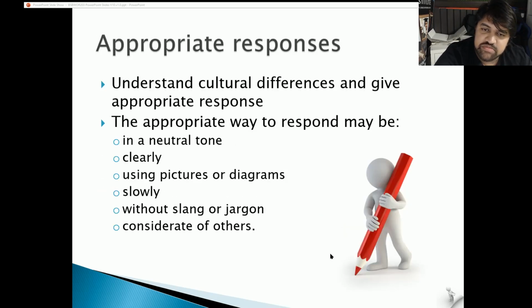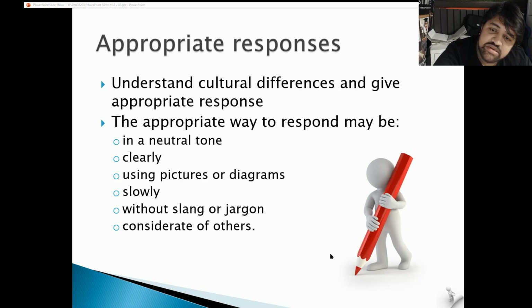An appropriate response: understanding cultural differences and giving appropriate responses accordingly. So if you don't know, do the research or ask them what would be appropriate for me in this case. And if you can't, then you may want to remove yourself from that situation.